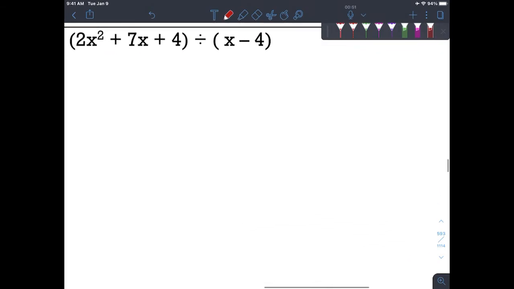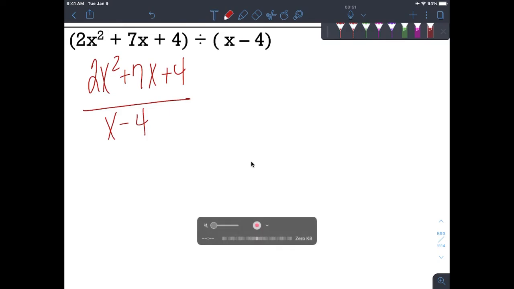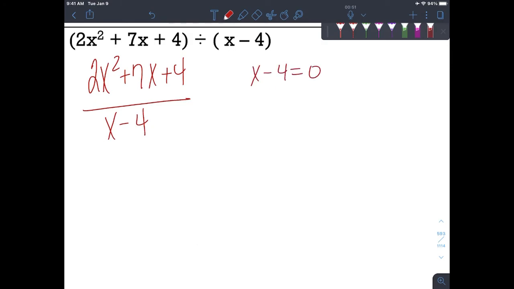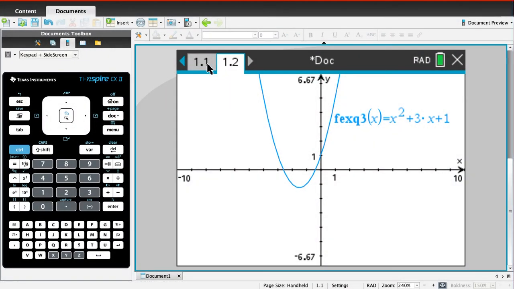Here they have 2x squared plus 7x plus 4, all divided by x minus 4. I'm going to rewrite that just simply so it's easier to read because we're used to dealing with things in this fashion. And what I want to go ahead and do is try and predict whether or not this is factorable by this. So based on this, if I were to take the bottom part, set it equal to 0, I should have an x-intercept at positive 4 on this equation.